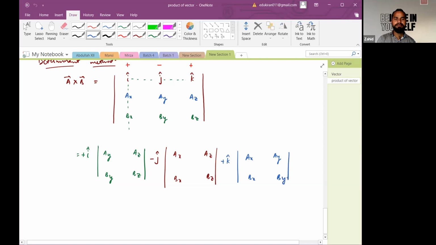Shrab, is it clear how I have defined this? Wahid, any doubt in this part?